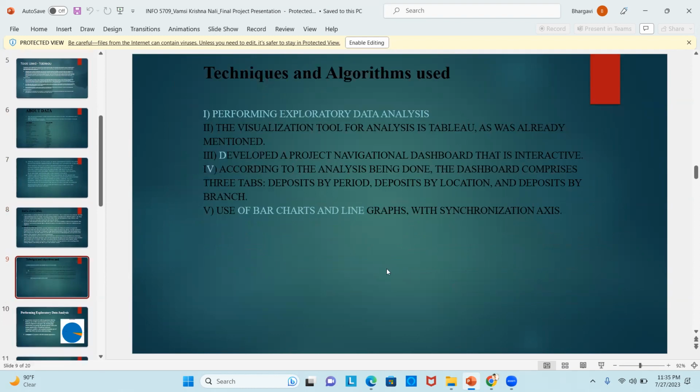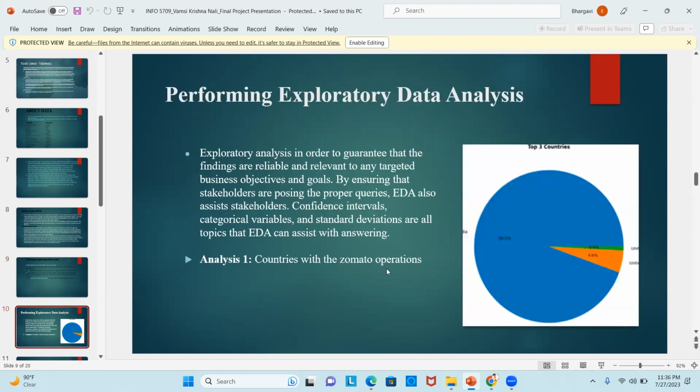And the techniques and the algorithms that are used in performing the exploratory data analysis. The visualization tool for analysis is Tableau, as already mentioned. According to the analysis being done, the dashboard consists of 3 tabs: one is the deposits by period, the second is the deposits by location, and the third is the deposits by branch, using bar charts and line graphs with synchronization axes. Exploratory analysis is performed in order to guarantee that the findings are reliable and relevant to any targeted business objectives and goals. By ensuring that stakeholders are posing the proper queries, EDA also assists stakeholders.